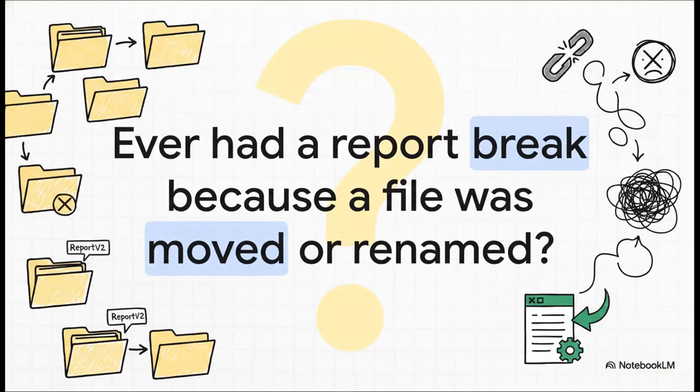I mean, this feels painfully familiar, right? Your entire process just grinds to a halt. All because somebody on another team saved the weekly sales data in a slightly different folder. Or maybe they just added v2_final to the end of the file name. It's such a tiny change, but it creates a massive headache for you.